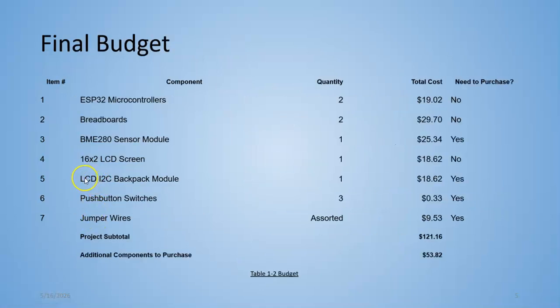The final budget here shows each component, as well as quantity, total cost, and whether or not I needed to purchase these things. Recently, I had to add these push button switches here because I didn't actually have enough to do some of the functions I wanted to add to the display node, and they're very, very cheap, around 11 cents a piece on DigiKey, so that is included here.